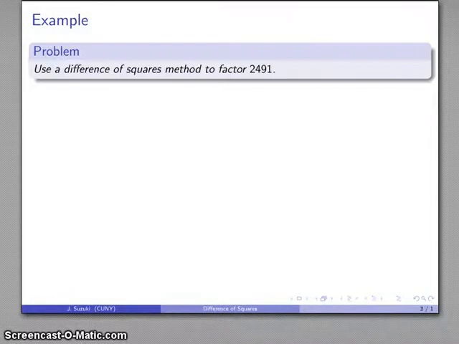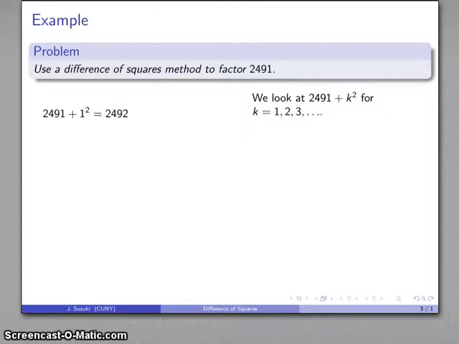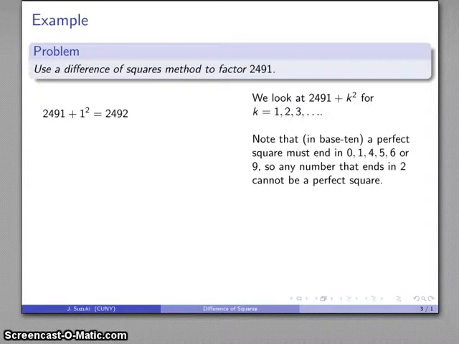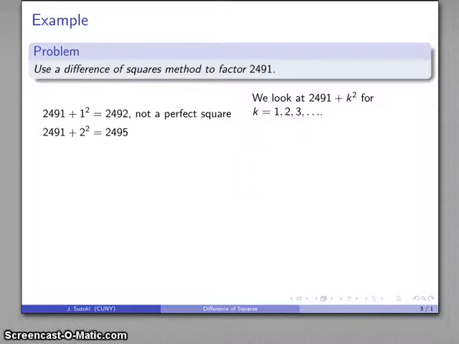For example, suppose I wanted to factor 2,491. So I can look at 2,491 plus a perfect square for k equals 1, 2, 3, and so on. So I add 1 squared, I get 2,492, and one thing that is nice to do, we don't really have to do this, but it makes our job a little bit easier when we're doing this by hand. In a base 10 system, a perfect square has to end in 0, 1, 4, 5, 6, or 9. So that means any number that ends in 2 can't possibly be a perfect square, so I'll ignore it and move on to the next.